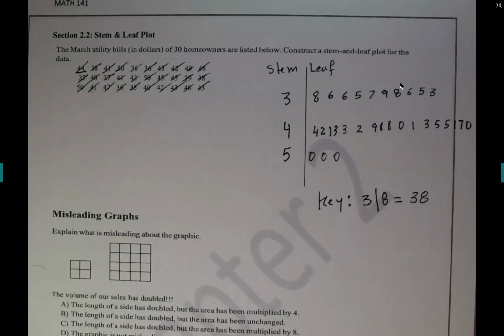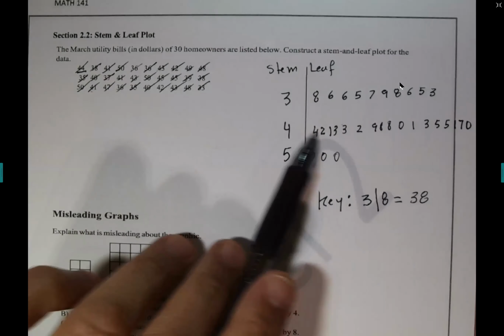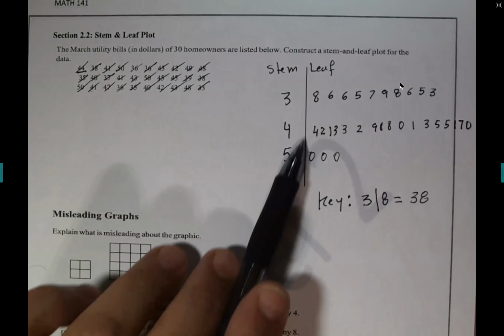You put the 3 like this, and you put the vertical line 8, and you tell the reader that 3 vertical line 8 means 38. You don't have to do the 3, 8. You can do any one of those, like 5 vertical line 0 means 50. Now a reader will understand just how to read the stem and leaf plot. So this is 38, 36, 36, 35, and so on and so forth.